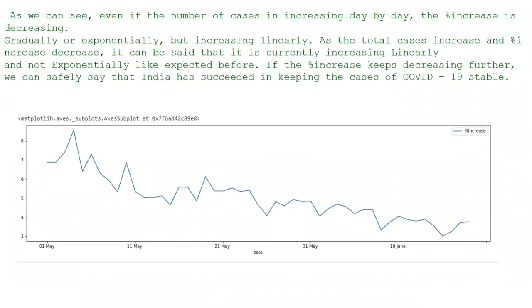At last, we are plotting a graph which is basically the percentage increase over dates. As we can see, even if the number of cases is increasing day by day, the percentage increase is actually decreasing gradually, while the total cases are increasing linearly. It can be said that it is currently increasing linearly and not exponentially like we expected before. So we can say that India has succeeded in keeping the cases of COVID-19 stable so far.